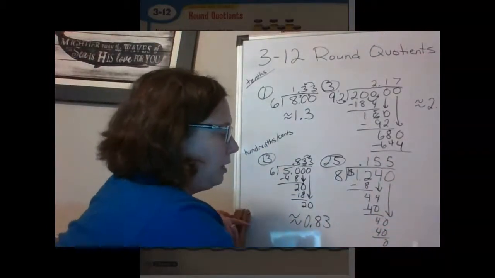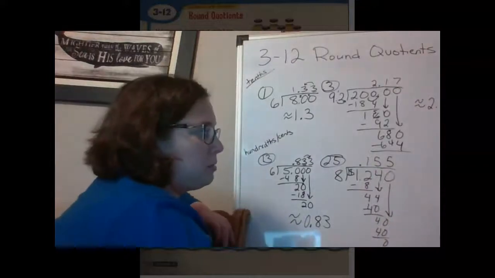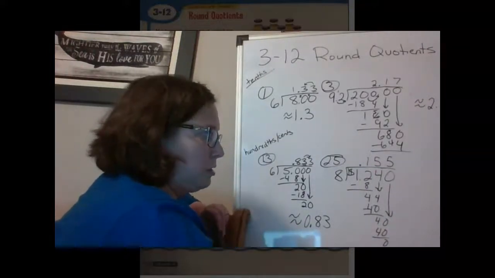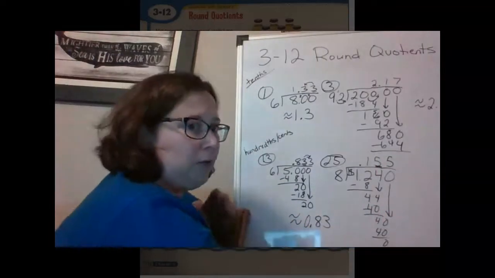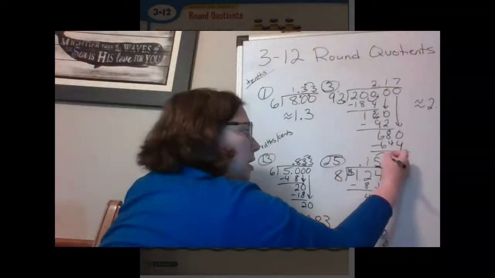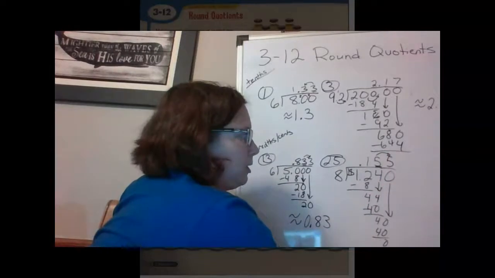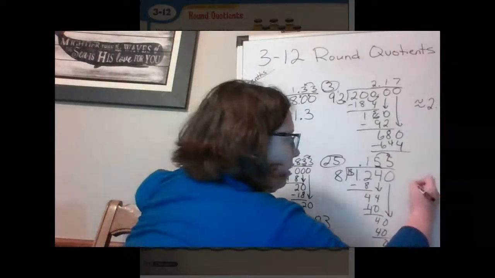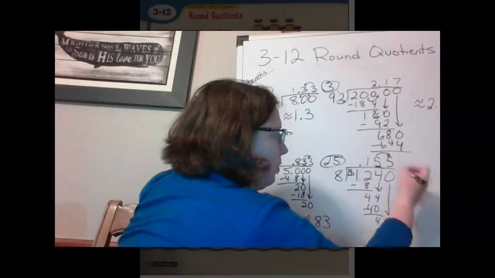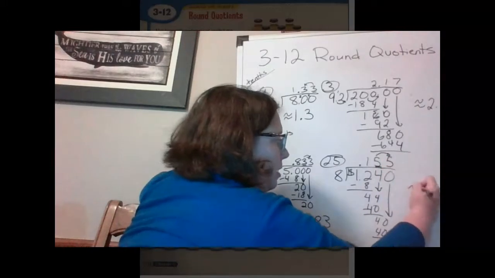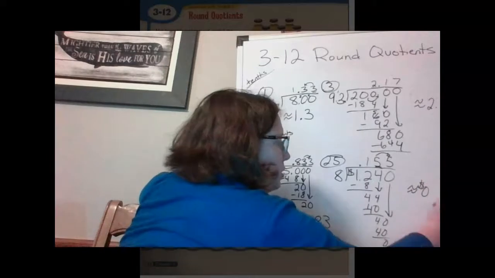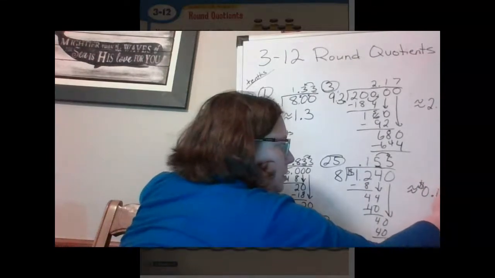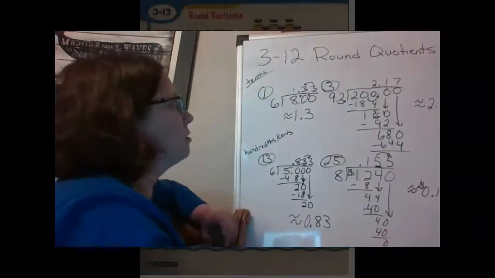our answer ended, but we still need to round because money only has 2 decimal places. So I'm thinking about whether this 5 is going to stay a 5 or bump to a 6. I look to the right to make that decision, and it is 5 or above, so I'm going to have to bump that up. And my answer is about, don't forget your dollar sign, about 16 cents.